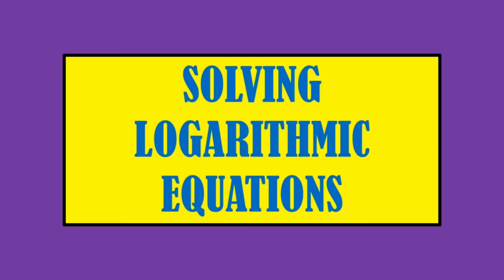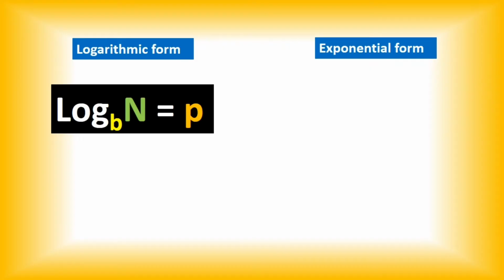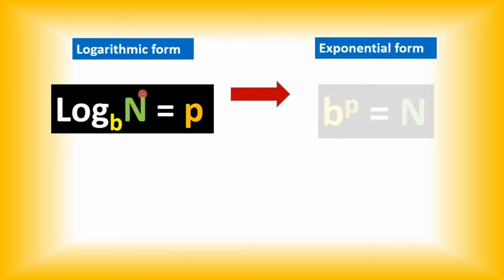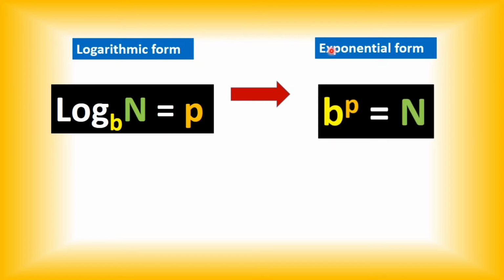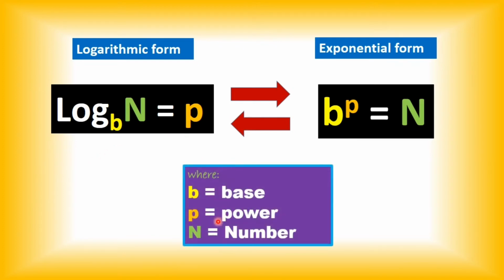Solving logarithmic equations. From logarithmic form to exponential form: b to the power of p is equal to n. And from exponential form to logarithmic form: log base b of n is equal to p, where b is the base, p is the power, and n is the number.